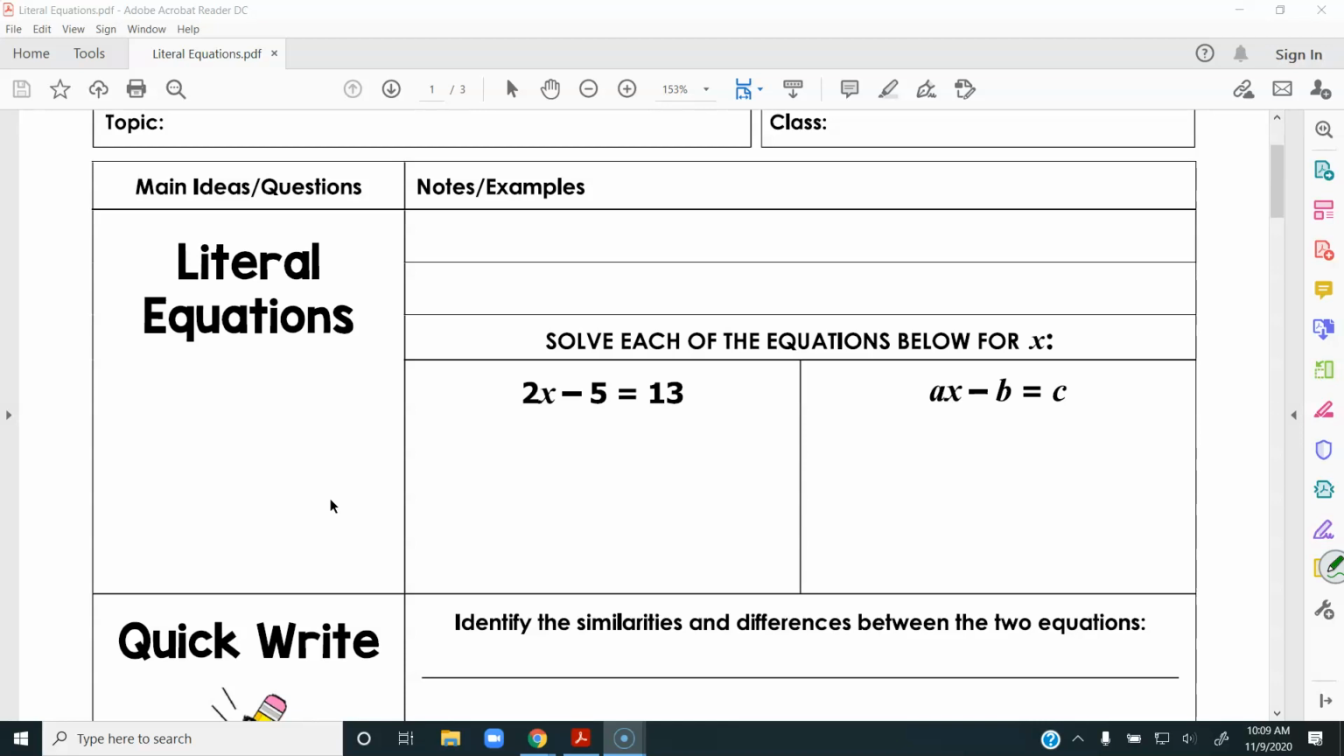A literal equation is an equation with multiple variables.